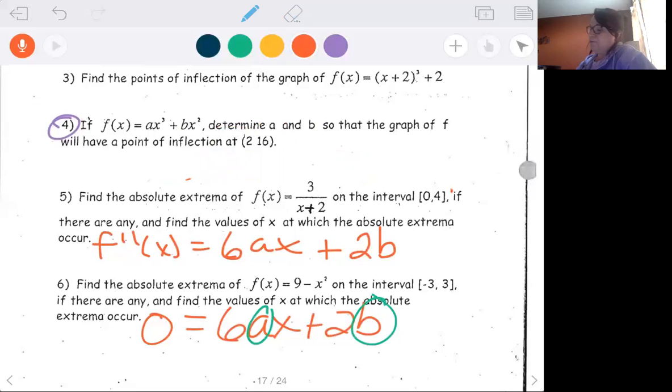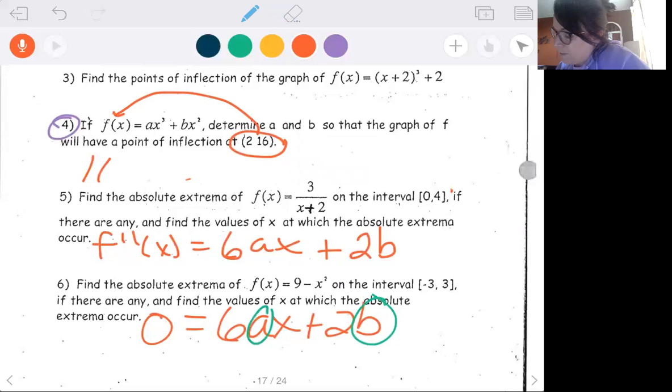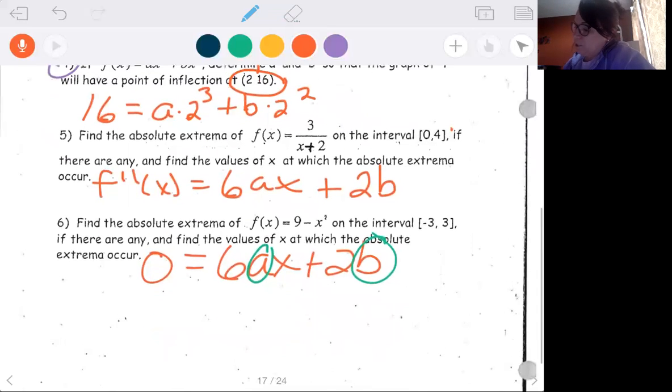You might say, well, they didn't tell me what the first derivative is. Nope. So there's nothing you can do with the first derivative. You can take it, but you don't know what to set it equal to. But look at what we haven't used yet. It has a point of inflection at 2 comma 16. So what that means is 2 comma 16 makes the second derivative 0, but it has to be on the curve. If it's a point of inflection of the curve, it has to be on the curve, which means its y value has to equal a times its x value cubed plus b times its x value squared. So that does give you your second equation.